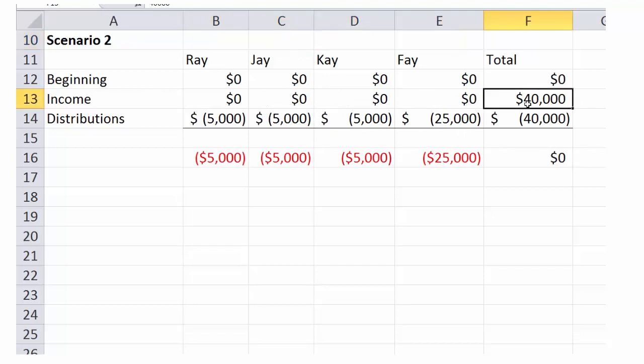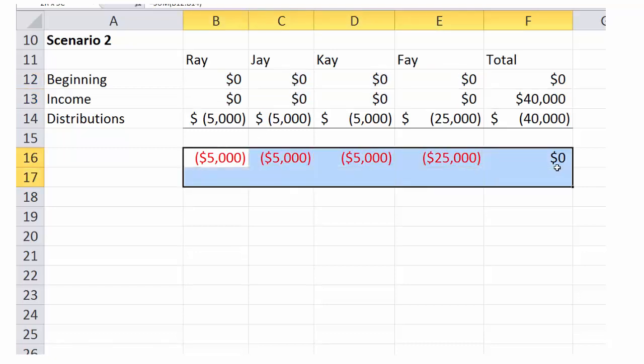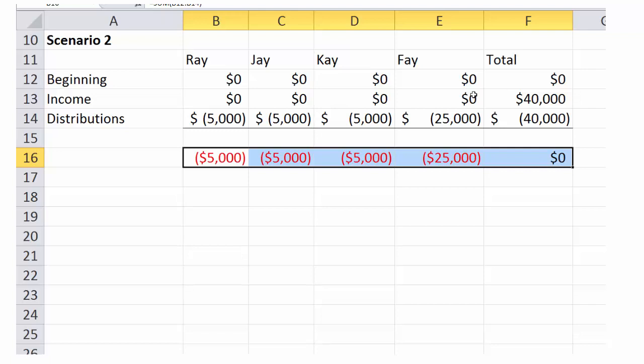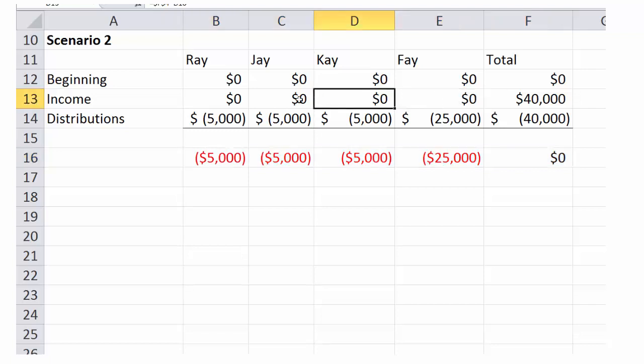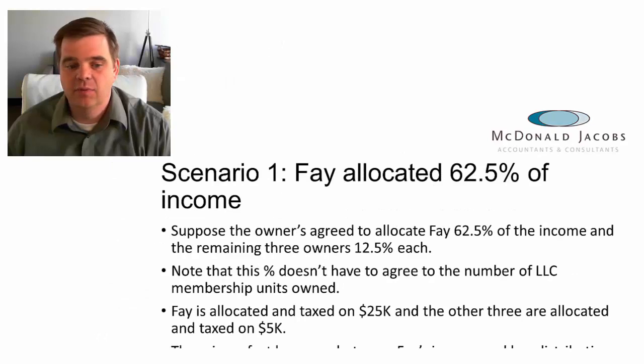But here's the thing, we haven't allocated this $40,000 of income yet, so this isn't the final answer. This is just kind of a result of my spreadsheet. I'm going to leave that alone so that I can come back and determine what these allocations are based on what my case tells me happens for scenario 2. So let me move this out of our way and let's move on to talking about that.